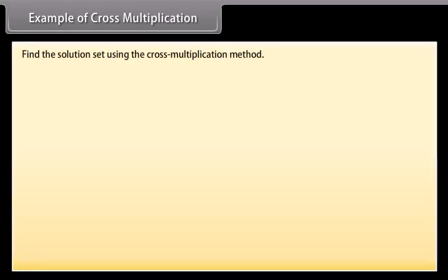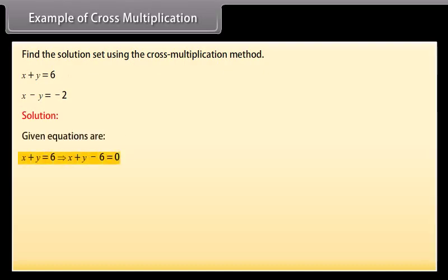Example of cross multiplication. Find the solution set using the cross multiplication method. x + y = 6, x - y = -2. Solution. Given equations are x + y = 6, so x + y - 6 = 0, and x - y = -2, so x - y + 2 = 0.